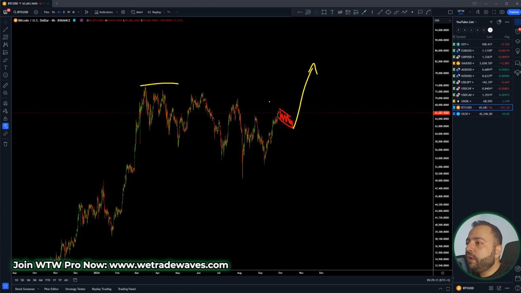Exactly, guys? So now market needs to talk to us, either to give us an impulsive wave to the downside, which I'm not expecting, or it will give us a corrective structure. This is what I can see before the next up wave that will break this top. Okay? So personally, I'm bullish. I hope this is clear for you guys.